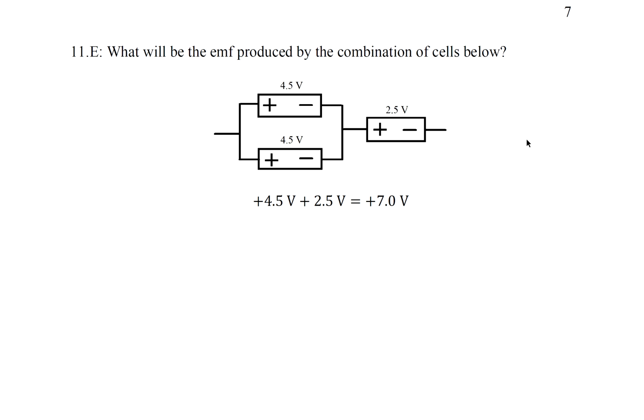Question 11. What will be the EMF produced by the combination of cells below? So you see the 2 cells in parallel, they're both 4.5 volts. So we just say it's 4.5 volts because they're in parallel. And we add it to the 2.5 volts because now it's going to be in series if we simplify the 2 in parallel.